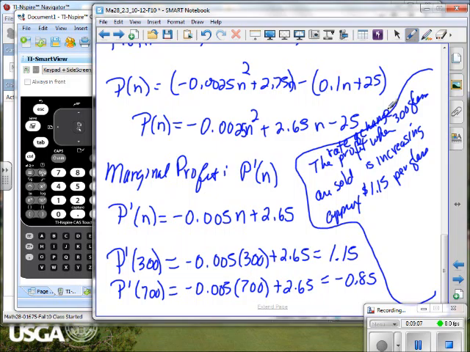Okay, so profit isn't necessarily increasing or decreasing this much. How fast it's increasing or decreasing is changing that much. And that's the difference between them. How fast is profit increasing or decreasing? At $300, the rate of profit increase is about $1.15 per glass. At 700, the rate of increase is going down.